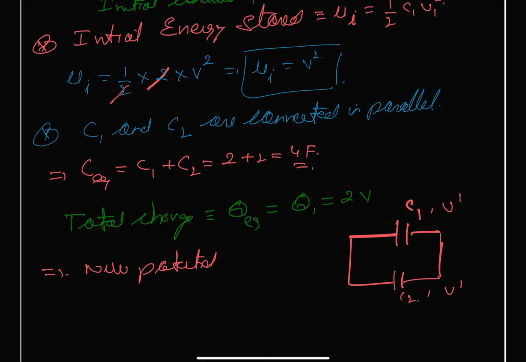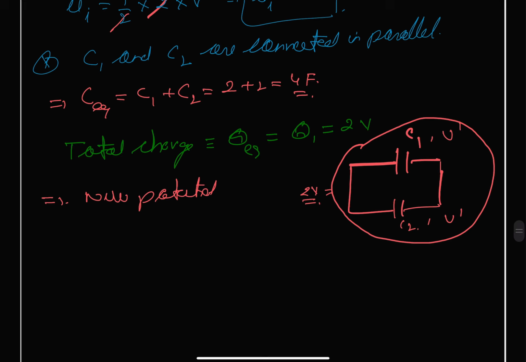And the total charge on this is our 2V. C equivalent we just found out. Okay. So the new potential, that's V prime, will be equal to our Q equivalent divided by C equivalent, which gives us 2V divided by 4, which comes as V by 2. So we have a new potential across both the capacitors of V by 2.